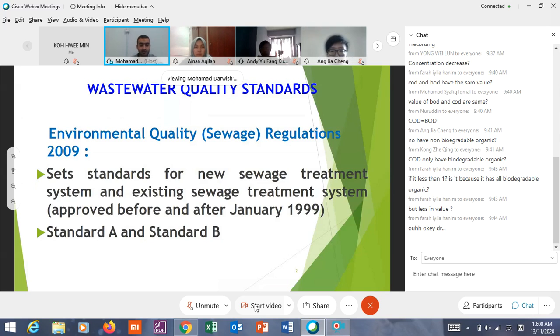Okay, and the same goes for wastewater treatment. So this is a set of standards for new sewage treatment plants and also for existing sewage treatment plants. This was approved finally in 1999 and then edited in 2009. Now, for the standards, we have two categories, or two classes, let me say. We have class A and class B. We have standard A and standard B.